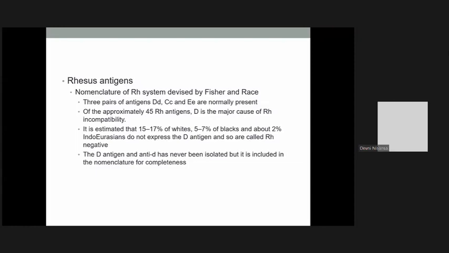Yes, sir. 15 to 17% of white people, so nearly 20% of them, have this RH negative problem, right?